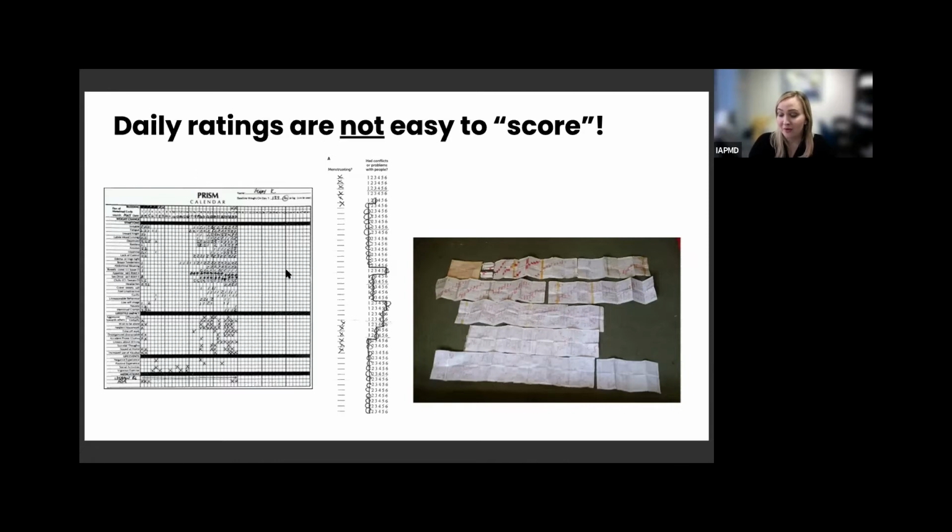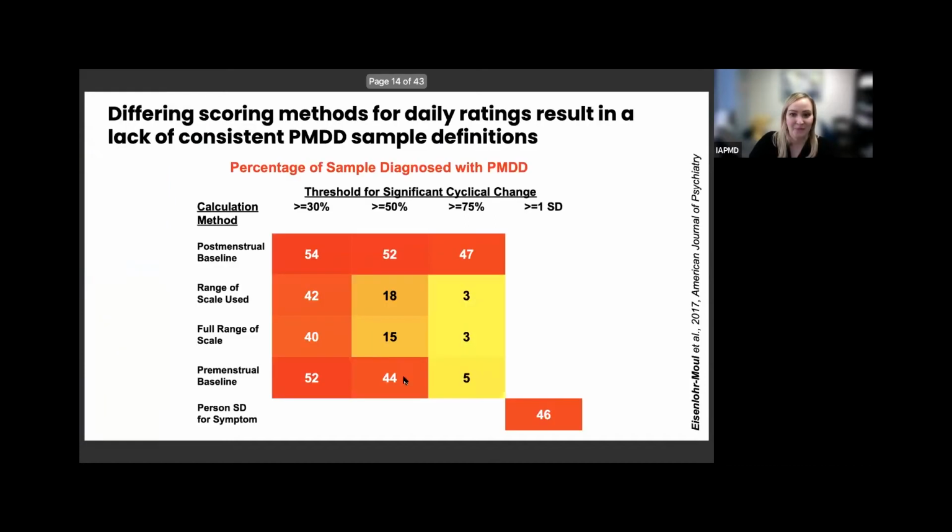We don't want people just chin scratching and saying, do I think that they meet criteria? We want there to be a structured way of making these decisions. And over the years, people have come up with a lot of different ways of making the decision about whether somebody's cyclical change in these daily ratings meets the DSM-5 criteria. So we'll talk about that next slide.